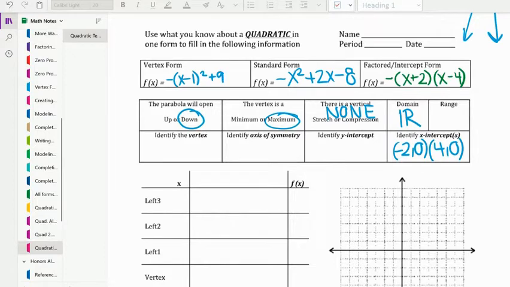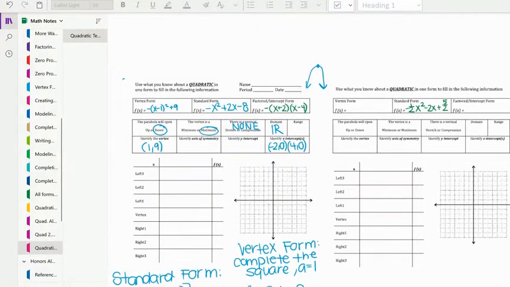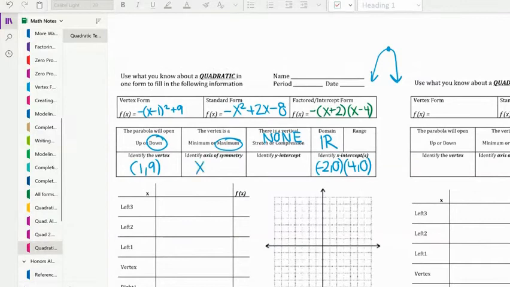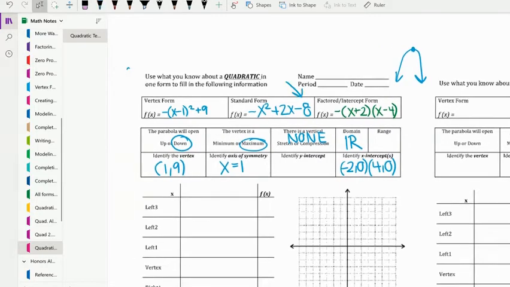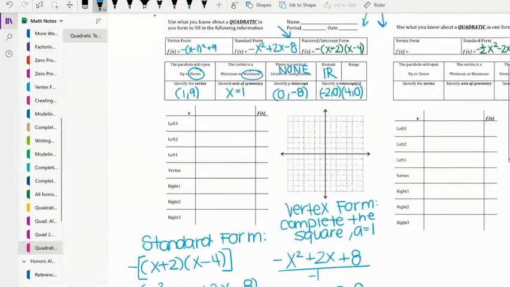So now let's fill in the remaining parts. We now know that the vertex is 1, 9, because remember, to find the vertex, you're looking at vertex form. And then we also know that the axis of symmetry is x equals 1. And then the y-intercept, remember, is the c value in standard form. So it's 0, 8. And then we'll keep waiting on the range to figure out what that will be. Okay, so we're going to cancel out that column in this one, or row, I should say.